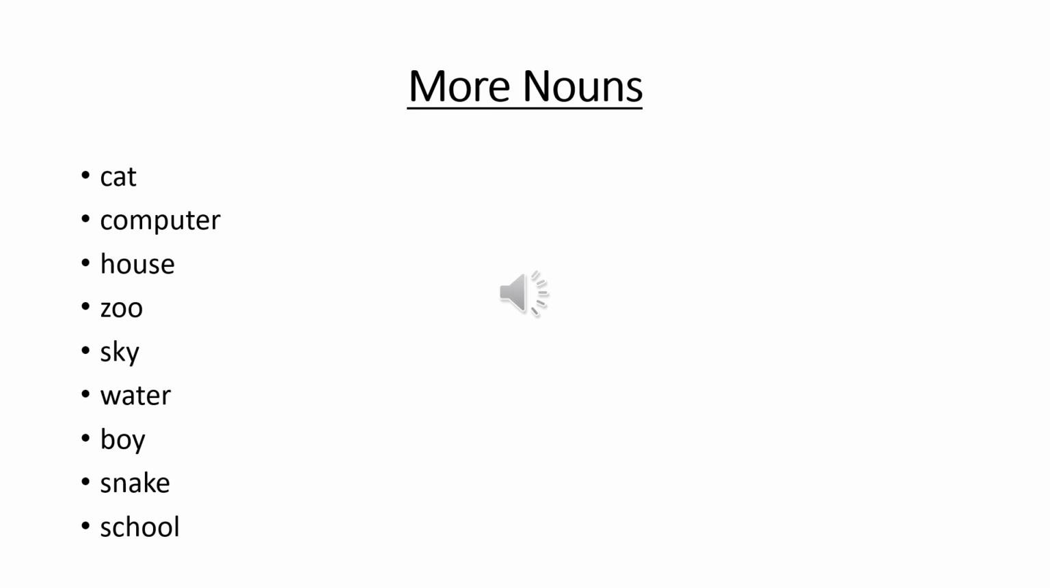School. School is a place where we go to learn, read, write, and what else do you do at school? You read, write, also play. So school is also a name of a place. So these are different kinds of nouns scattered together.